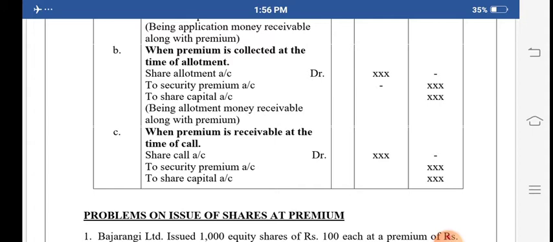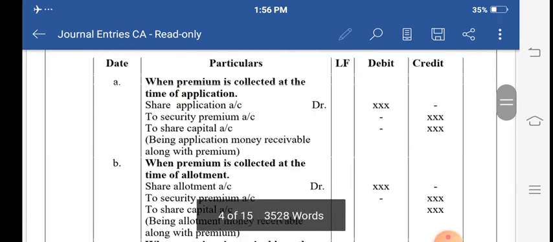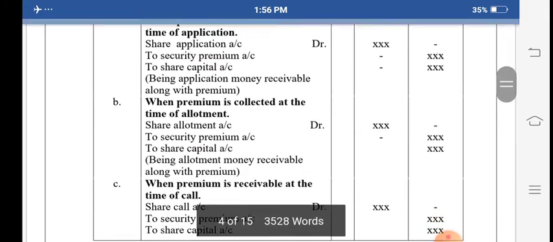Now see when premium is receivable at the time of call. At that time, share call account debit, to security premium account credit, to share capital account credit. Like this you have to pass the journal entries. Just try to understand these entries, it's very easy. On this we will see the problem.